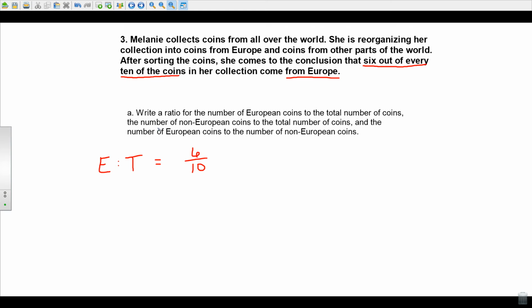Then we're supposed to write a ratio for non-European coins to the total. So non-European to the total. Well, if 6 out of 10 are from Europe, that means 4 out of 10 are non-European. And then finally, the number of European coins to the number of non-European coins. So European to non-European. 6 out of the 10 were European. 4 out of the 10 were non-European. So this would be 6 to 4, 6 over 4. Again, I could simplify all those, but I'm just going to leave them the way they are right now so we can see how it relates to the problem.